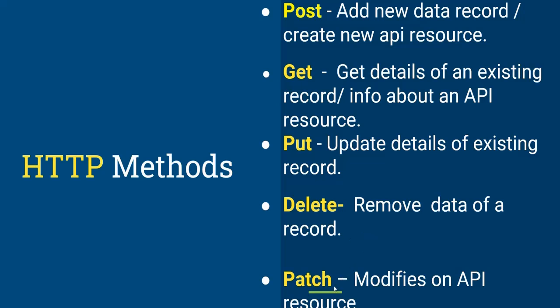Patch means it partially updates the resource. That is why we are not going to use patch very frequently. But put means it will update the entire set of data, and if the data is not available, it will create the data. So put will act as both patch and post, but patch just updates or modifies the data. That is the simple difference between put and patch.